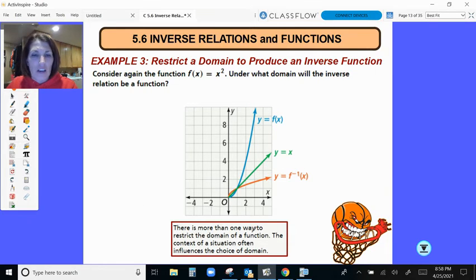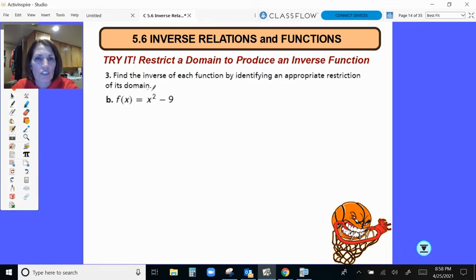There's more than one way to restrict the domain of a function. The context of the situation often influences our choice of domain, depending on how we restrict it. So find the inverse of each function by identifying an appropriate restriction of the domain. So right here, we have our domain.